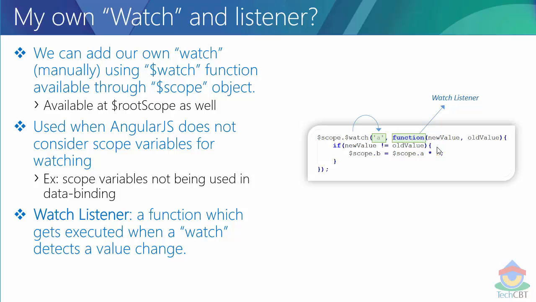So in this case, this function is going to be executed if the value of A gets changed and will be automatically executed by the watcher. And it has got two values, new value and old value. So whenever the watcher sees that the value of A has been changed, it actually provides both its previous value and also the latest value for your function method.